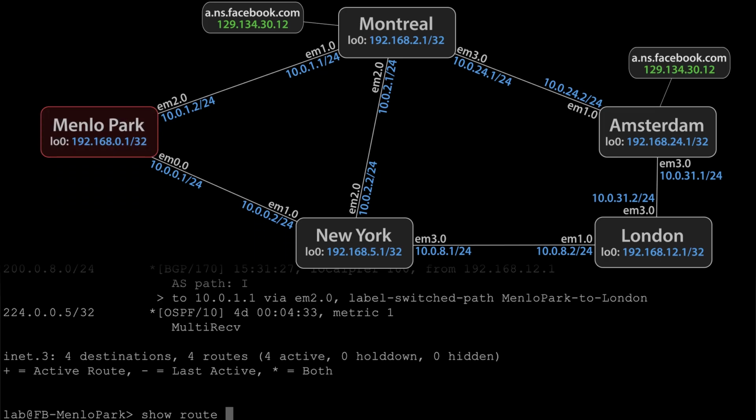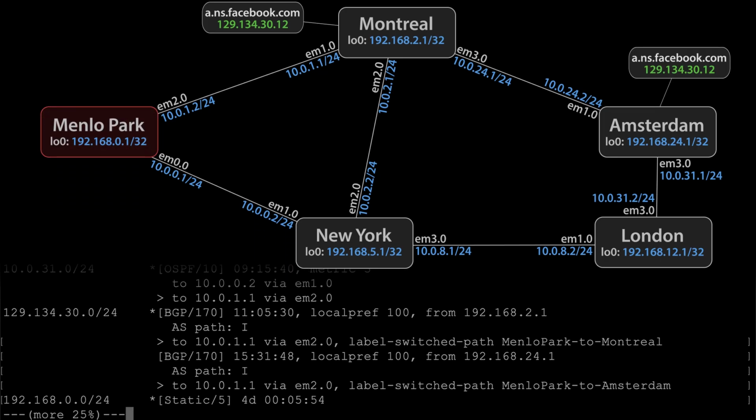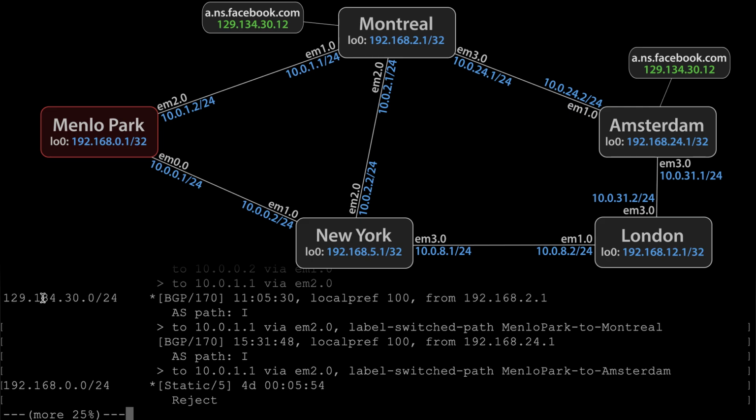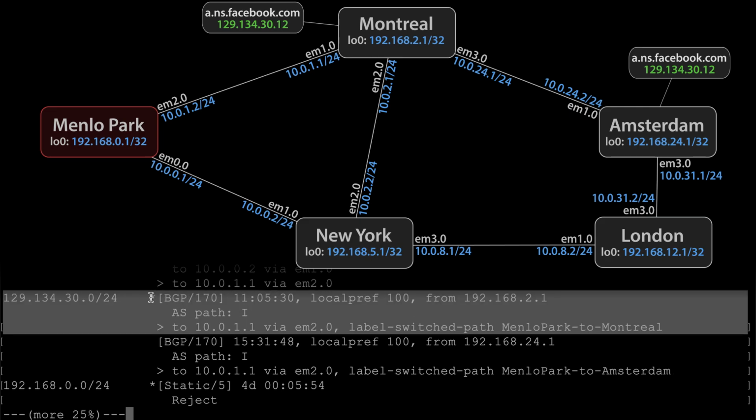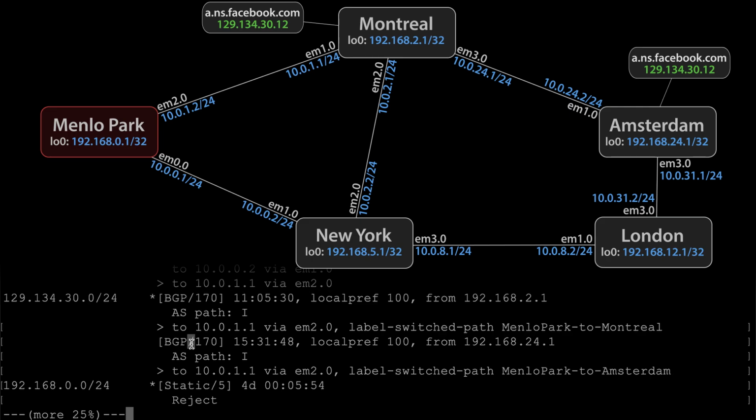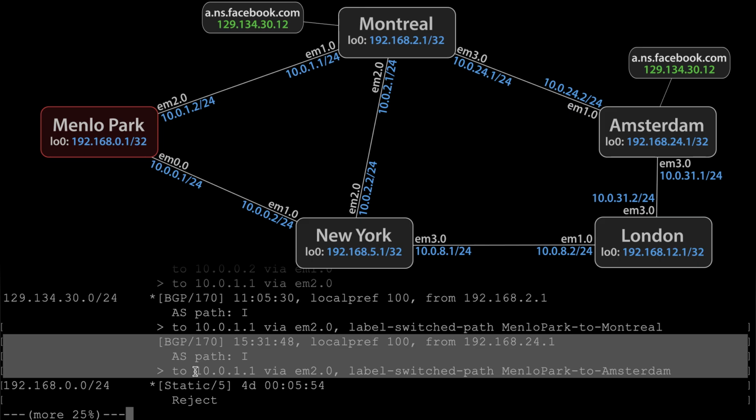For example, if we're looking at the routing table on the Menlo Park router, there's a route here, 129.134.30.0/24, which covers that DNS server's address. And there are two paths here. You can see one path goes to Montreal, and the other path goes to Amsterdam. The first one here is selected as the active path, that's what the little star means. And the second one is just there serving as a backup.